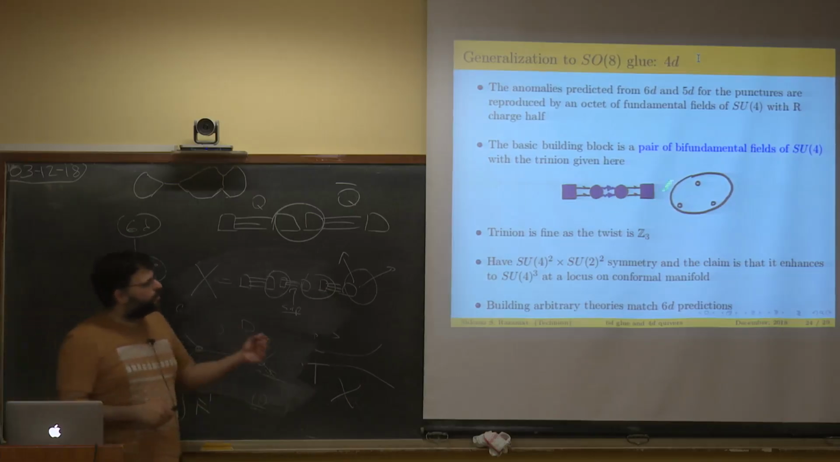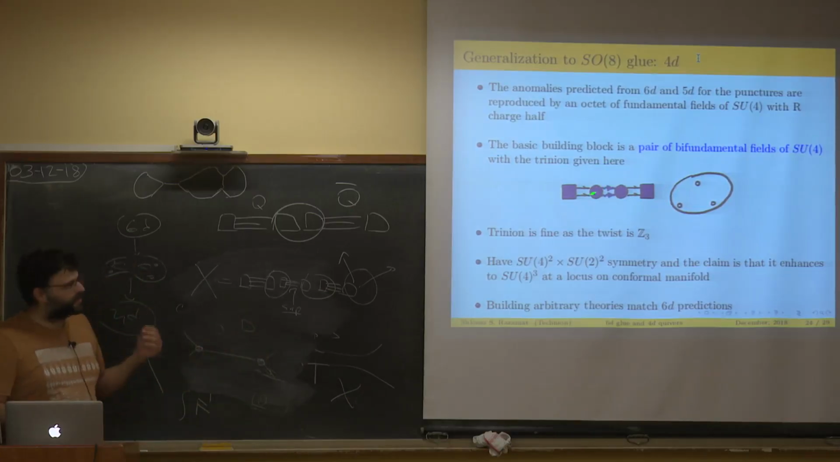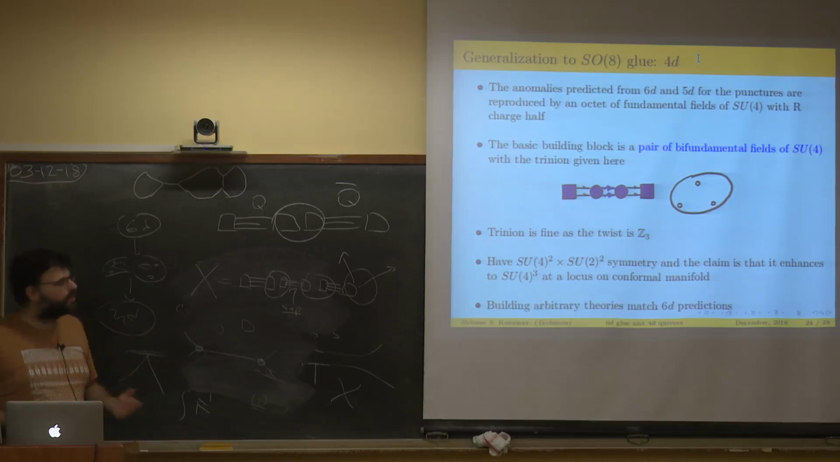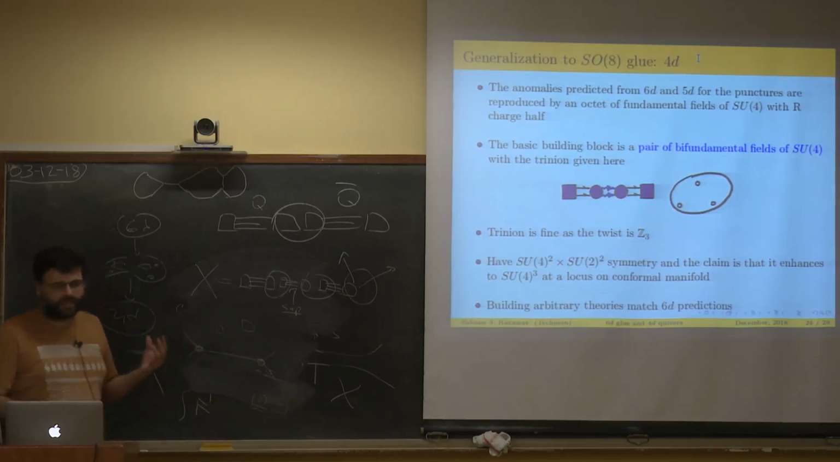So the claim is that this particular theory corresponds to a three-punctured sphere. Now, what are the symmetries of this theory? We have an SU4 here, an SU4 here, then an SU2 rotating these, and an SU2 rotating these. So we have SU4 times SU4 times 2 factors of SU2. The claim is that somewhere on the conformal manifold of this theory, the two SU2s enhance to SU4. At that point on the conformal manifold, the theory corresponds to the compactification of this theory. Anomalies match, and the index makes sense.